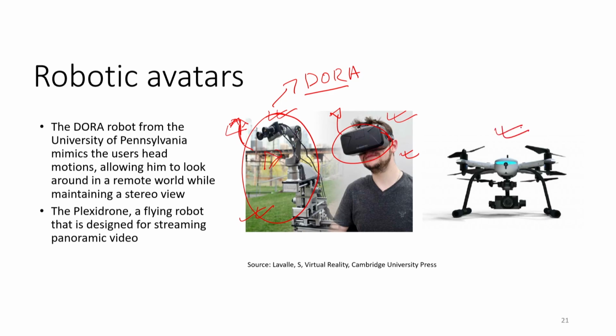It is a flying robot that is designed for streaming panoramic video. Whatever images are being captured by the drone may give you a sense of flying, as if you are flying and capturing those images. These sorts of robotic avatars are becoming quite popular in XR these days.